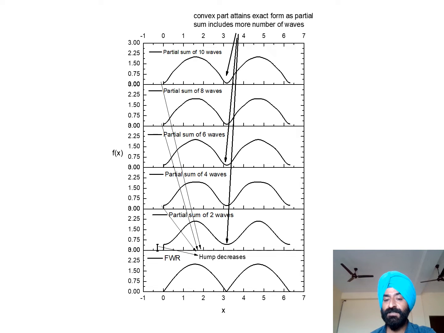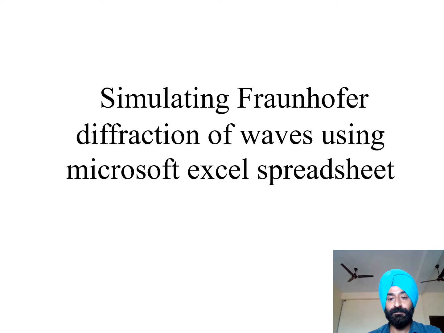This is your original signal, but as you increase the number of partial sums in the waves to 2, 4, 6, 8 and 10 waves, we will find this convex part almost starts touching your x-axis and you will get almost the full wave rectifier output in one single cycle.